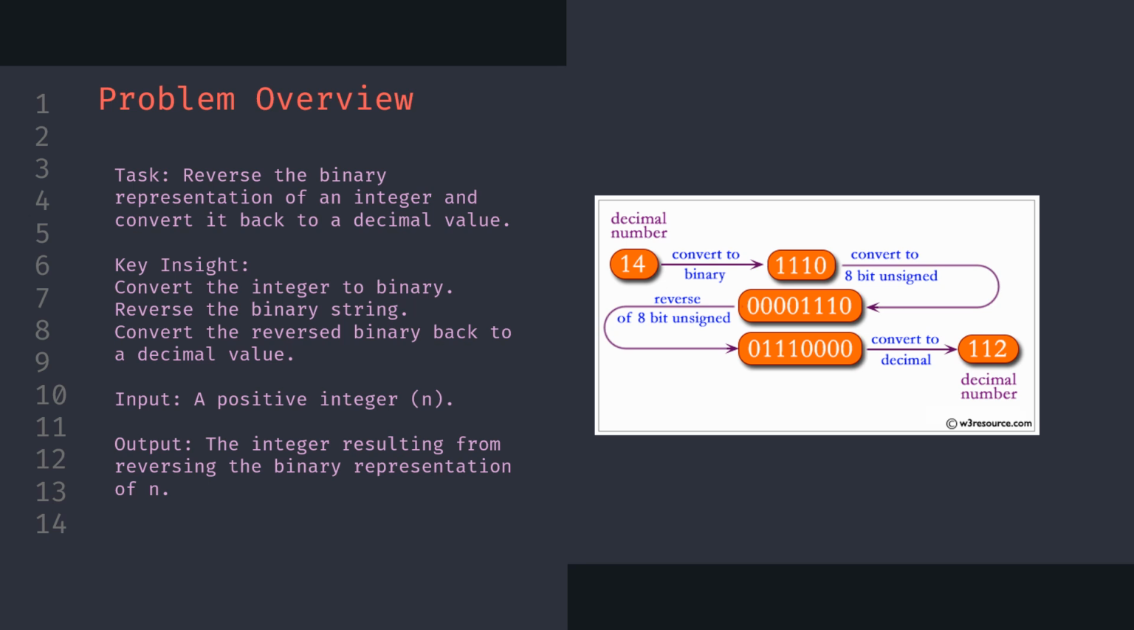For instance, reversing 00001110 gives us 01110000, which is 112 in decimal.